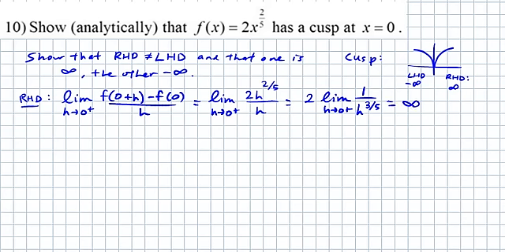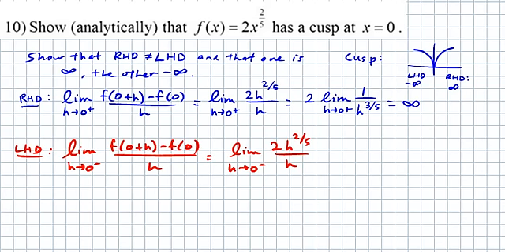Okay, so now dealing with the left-hand derivative, we get exactly the same type of limit, but instead of approaching 0 from the right, we're approaching 0 from the left, which really changes everything.